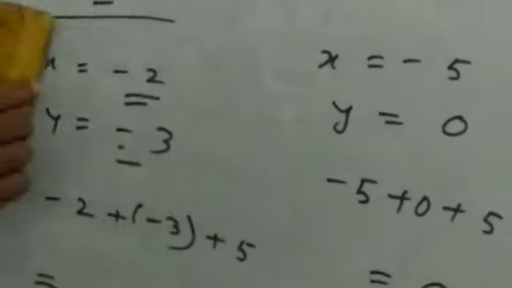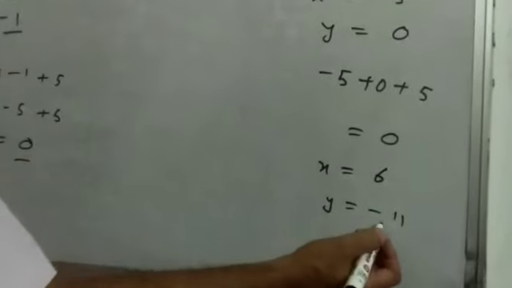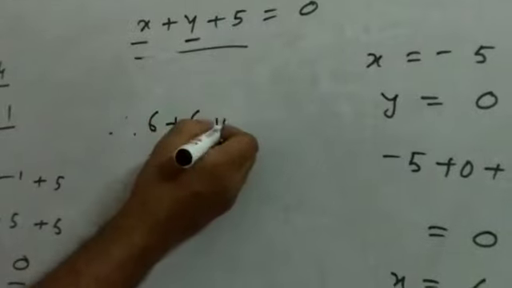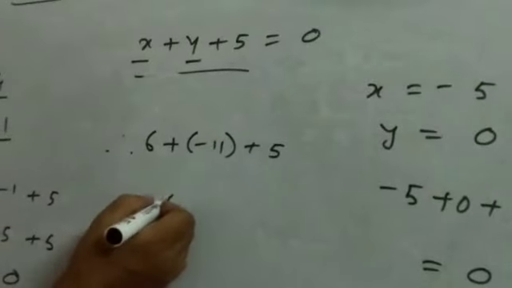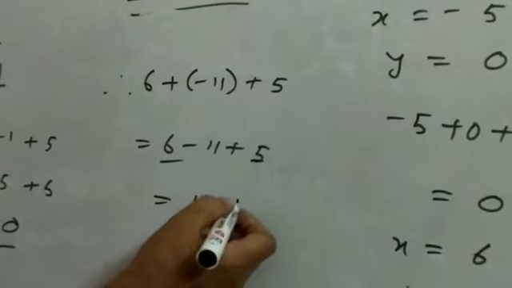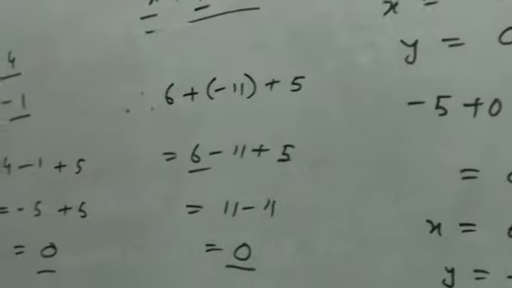Now if we put the value x equal to 6, y equal to minus 11, therefore 6 minus 11 plus 5. 6 plus 5 is 11, minus 11 is equal to 0. So here also 0. Here are some given examples of the solution of the linear equation.